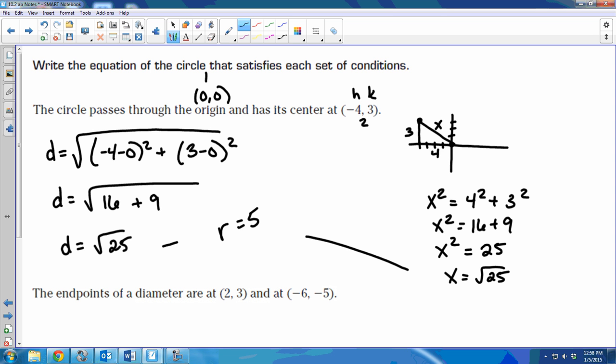Okay, so to write the equation, we know h, we know k, and we know r now. So you can write it out. So we have x minus negative 4, so that's plus 4, squared, plus y minus 3, squared, equals 25. Any questions on where any of that came from? Where I got the equation from, how I got r equals 5, anything.